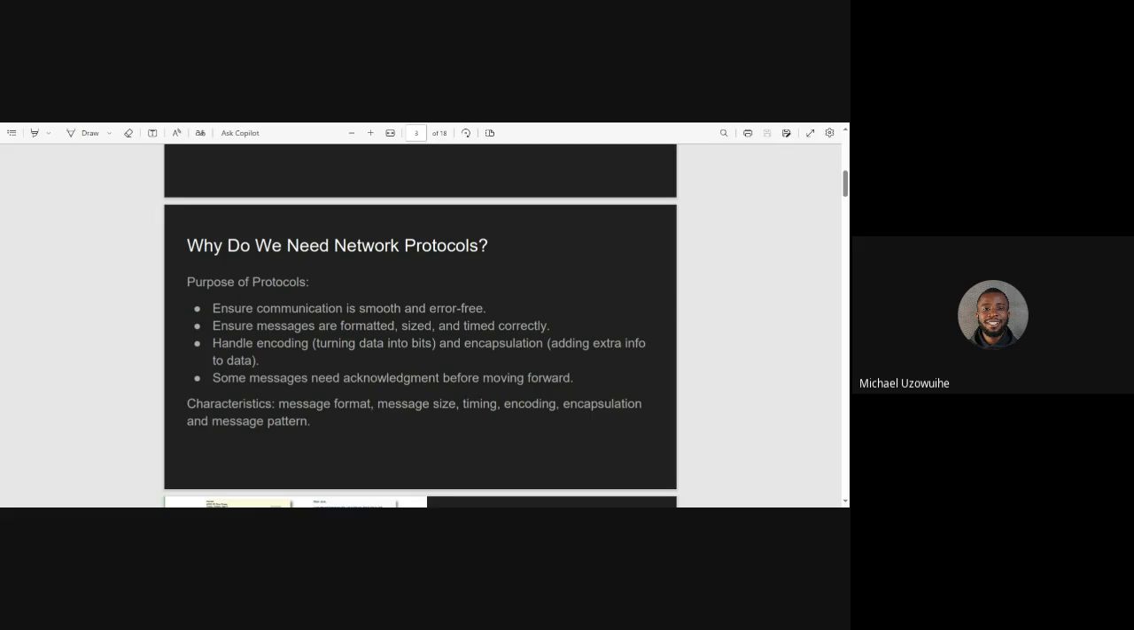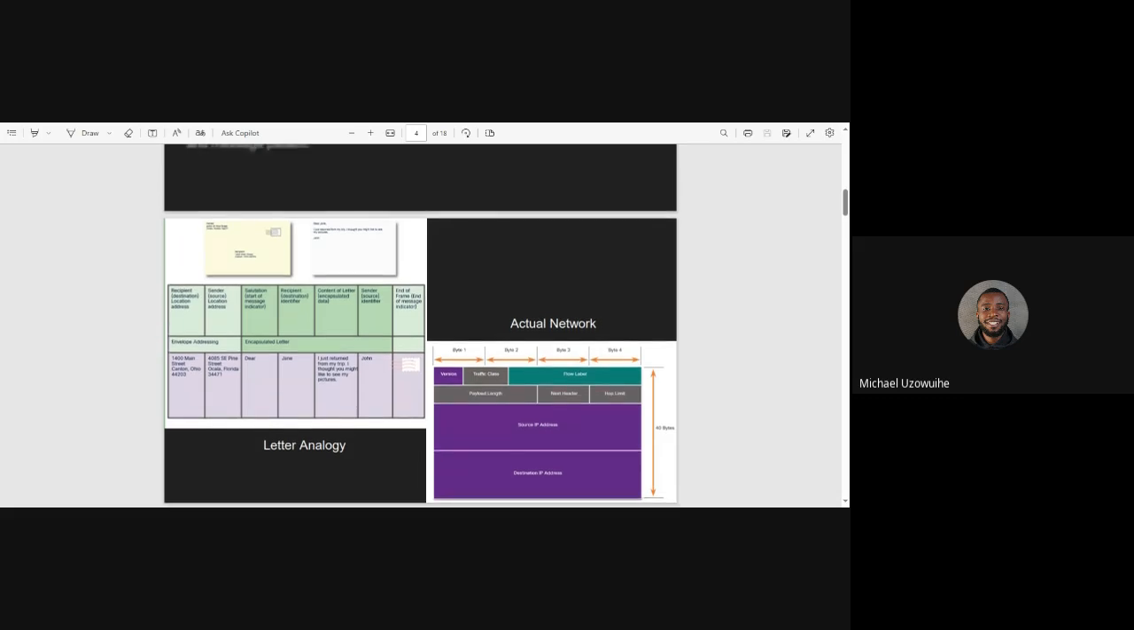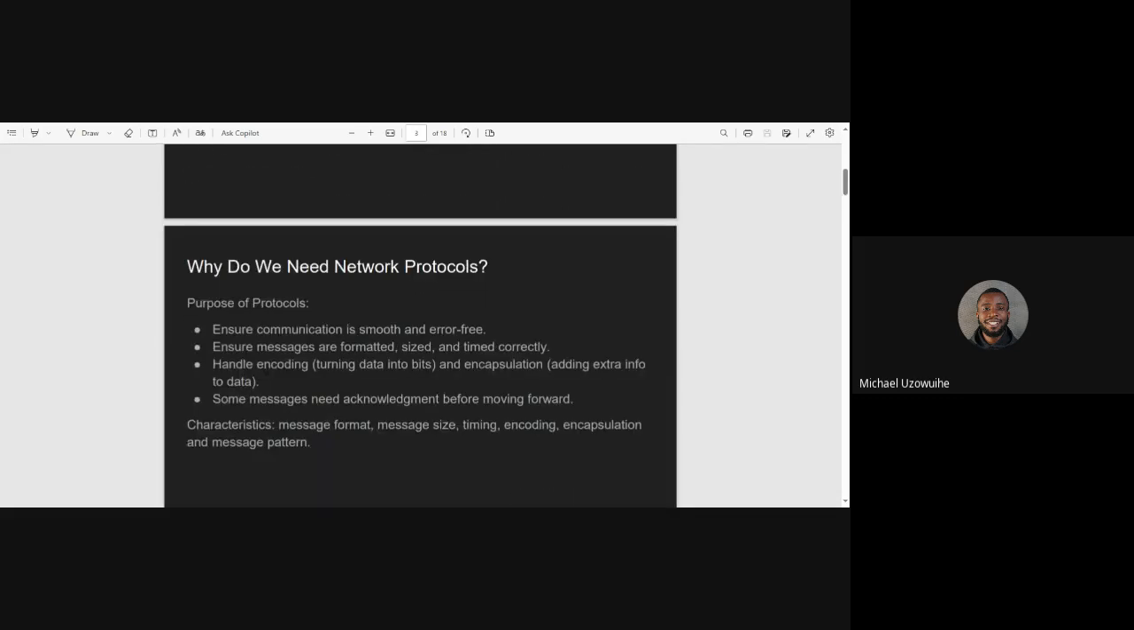Then lastly is encapsulation, whereby we can put so many things into one. More like I can put a message or a file into a folder and send that folder across, and the person has to open the folder before they see the file. So these are the things network protocols help us do: the timing it will take for the message to reach, the message formats, the timing and encapsulation. So network protocols are very essential.